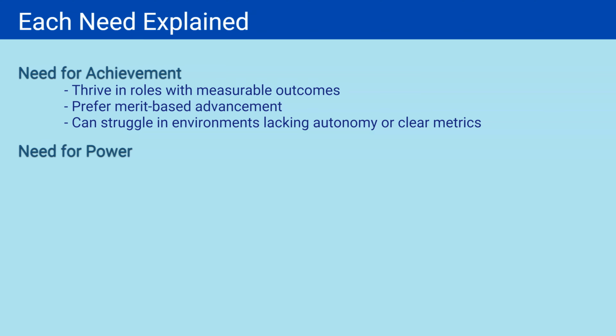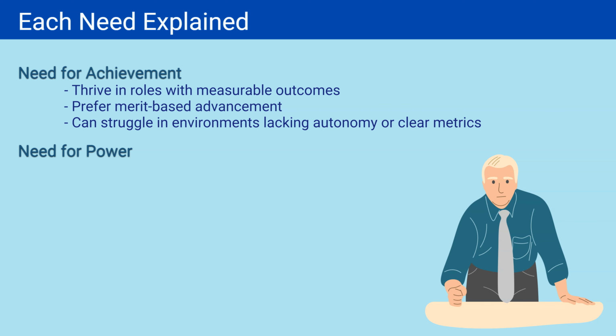Need for power. This need reflects a desire to influence, control, or have an impact on others. It comes in two forms. Personal power, seeking power for self-interest or dominance. Institutional or social power, using power to organize, lead, and drive change for a collective purpose. Those high in social power tend to become strong, ethical leaders, while those focused on personal power may create toxic dynamics.